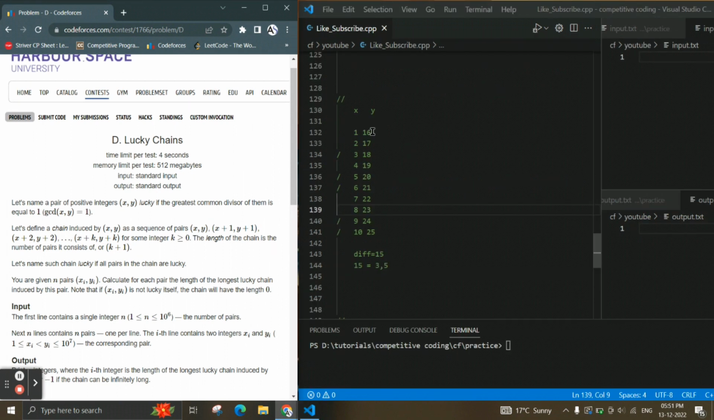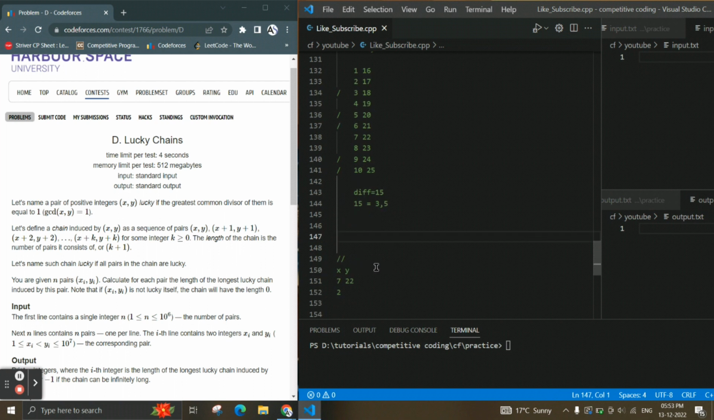So let's discuss the approach now. I have written the values of x from 1 to 10, and the difference between y and x is 15. Now you can clearly observe one thing. The values of x 3, 5, 6, 9, 10 are multiples of the factors of 15. The 15 is the difference between y and x, and the factors of 15 are 3 and 5. So for all the values of x which are multiples of the factors of 15, which are 3 and 5, the GCD in that row will be greater than or equal to 1.